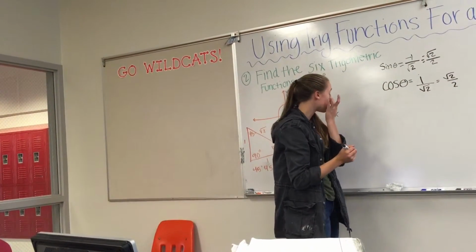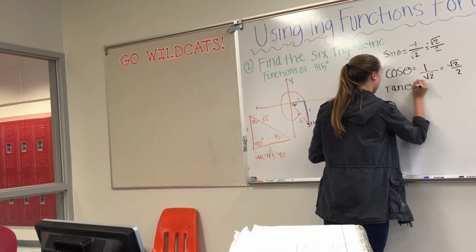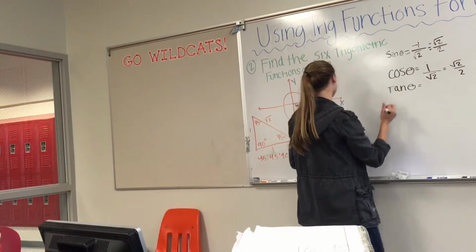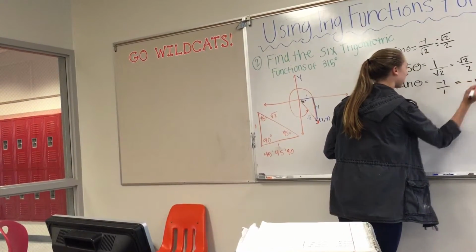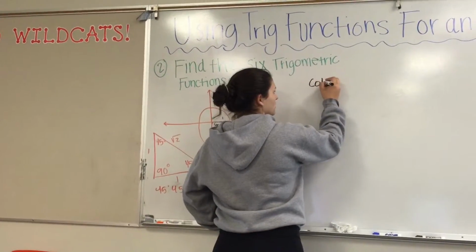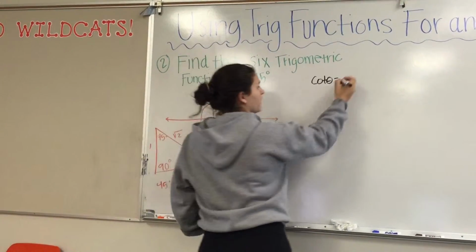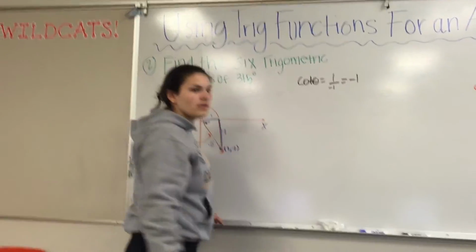The next trig function is tangent. Tangent of theta equals opposite over adjacent. So that would be negative 1 over 1, which simply equals negative 1. Next is cotangent. Cotangent is adjacent over opposite, which is 1 over negative 1, which is just negative 1.